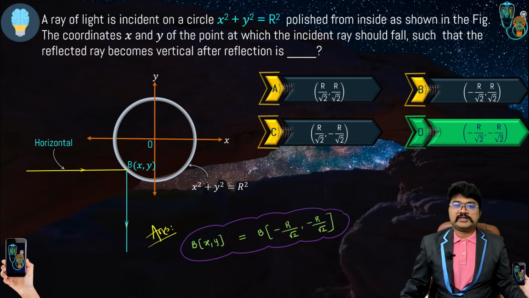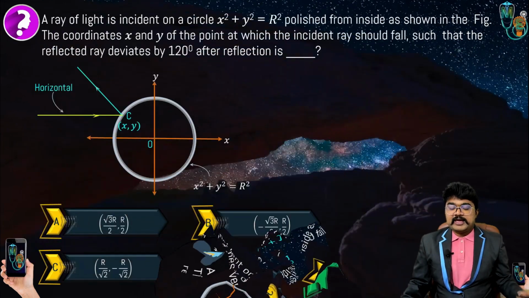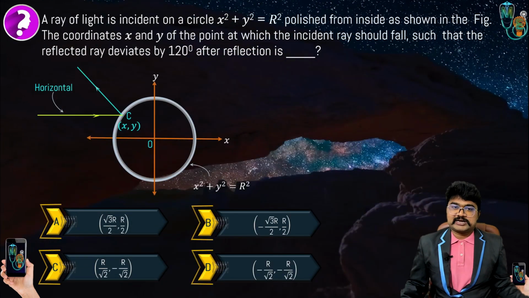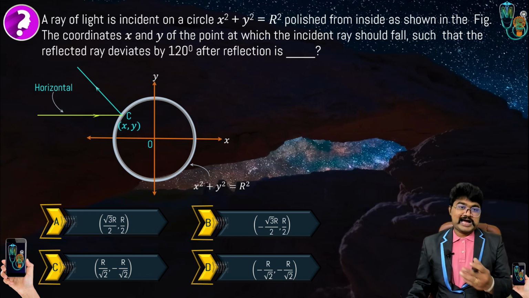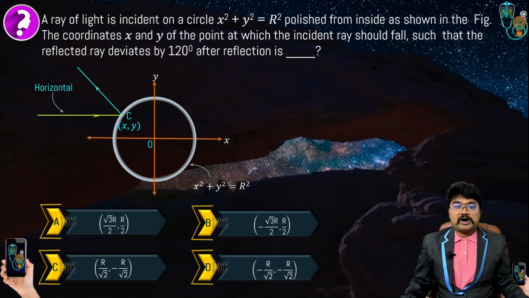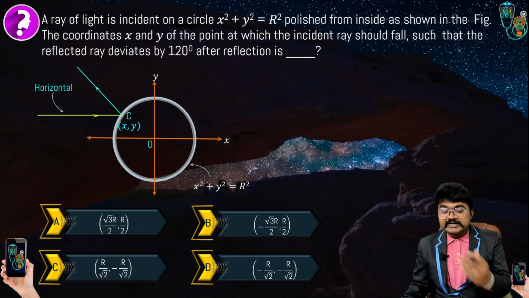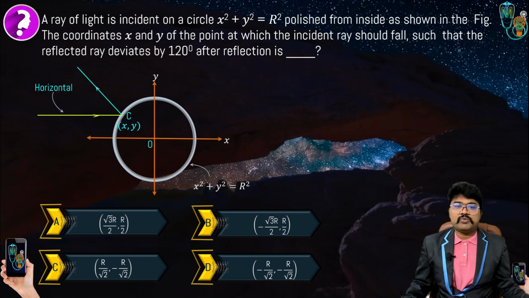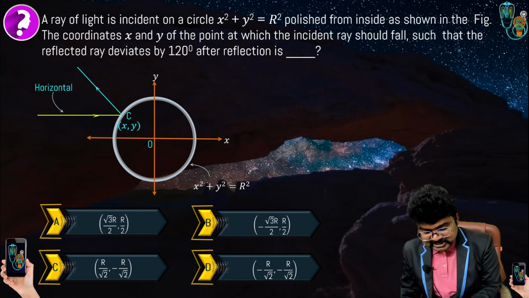Now we can have a look at the next problem. Read the question carefully. A ray of light is incident on the circle x square plus y square equal to r square, polished from inside, as shown in the figure below. The coordinates x and y of the point at which the incident ray should fall such that the reflected ray deviates by 120 degrees after the reflection. What is the angle of deviation? So we need to measure with this. This would be 120 degrees.